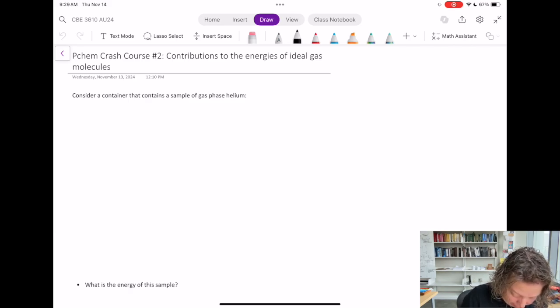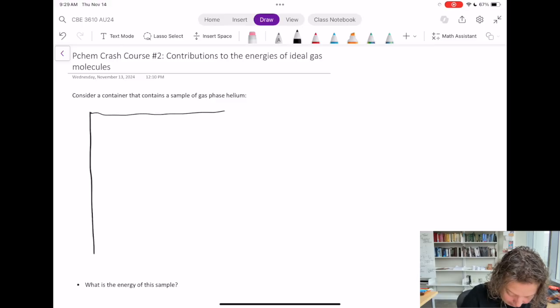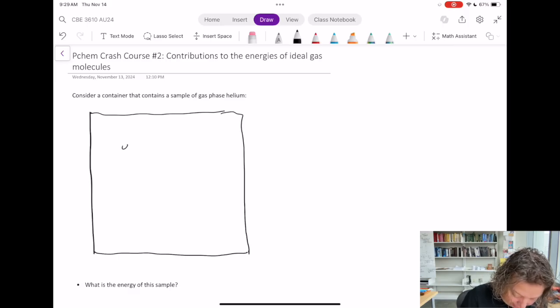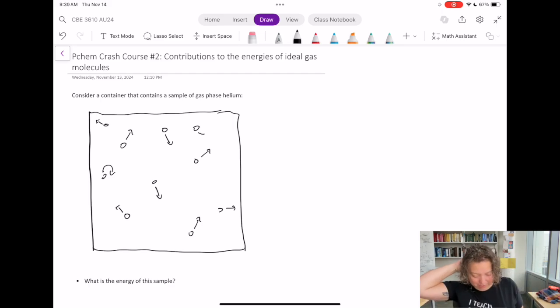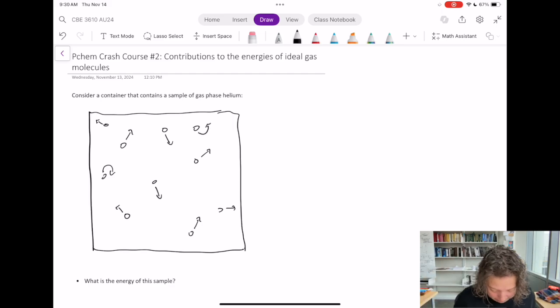So I can draw that. I have some container. Oops, that was horribly drawn. This is a container. In here I have helium atoms. These helium atoms are not stationary. They're moving all around. And I am not the best at drawing, as we know, so I'm just trying to do my best here. So there's helium atoms in this container.